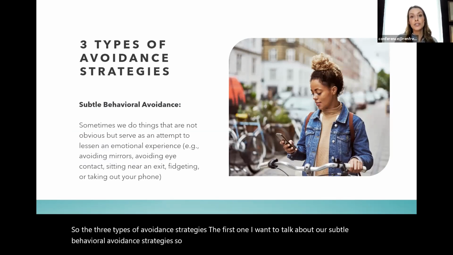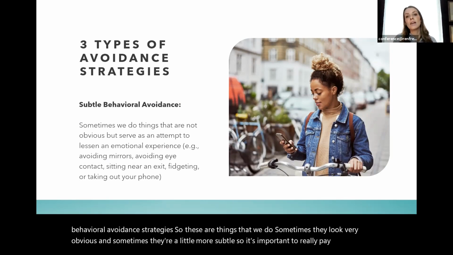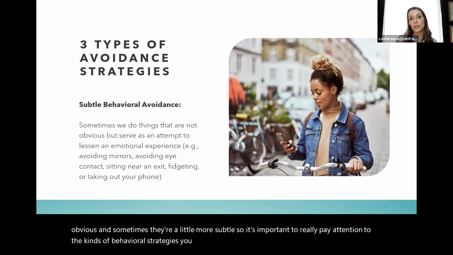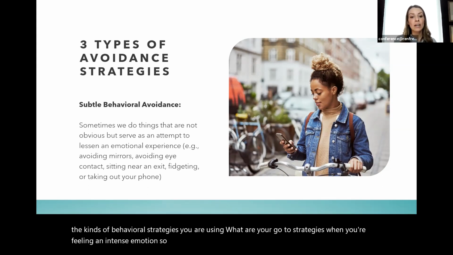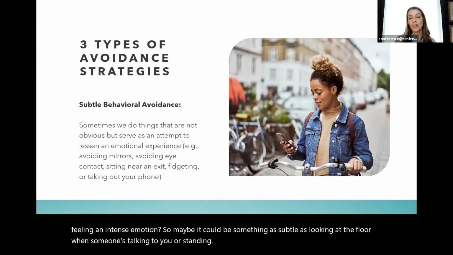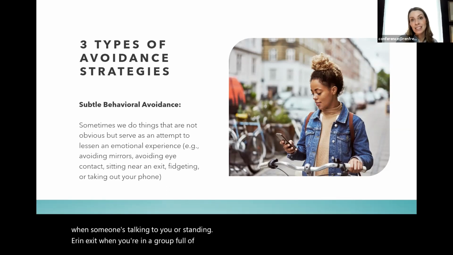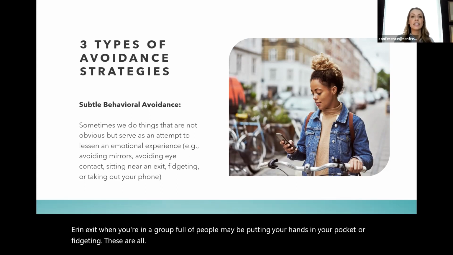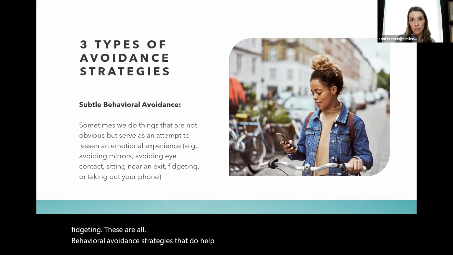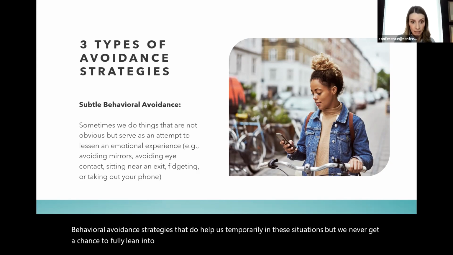So these are things that we do. Sometimes they look very obvious, and sometimes they're a little more subtle. So it's important to really pay attention to the kinds of behavioral strategies you're using. What are your go-to strategies when you're feeling an intense emotion? So maybe it could be something as subtle as looking at the floor when someone's talking to you, or standing near an exit when you're in a group full of people, maybe putting your hands in your pocket or fidgeting. These are all behavioral avoidance strategies that do help us temporarily in these situations, but we never get a chance to fully lean into whatever emotion we're feeling in the moment.